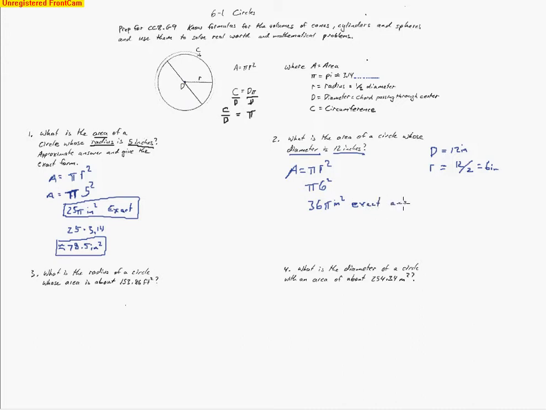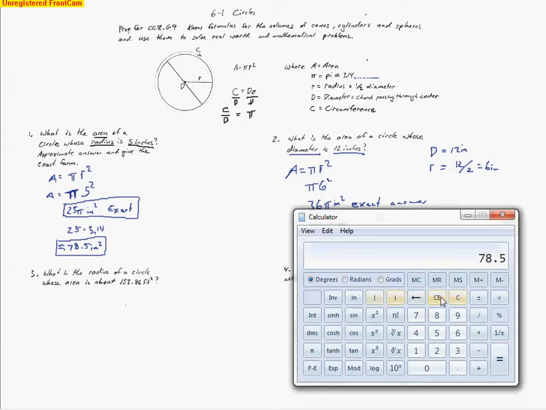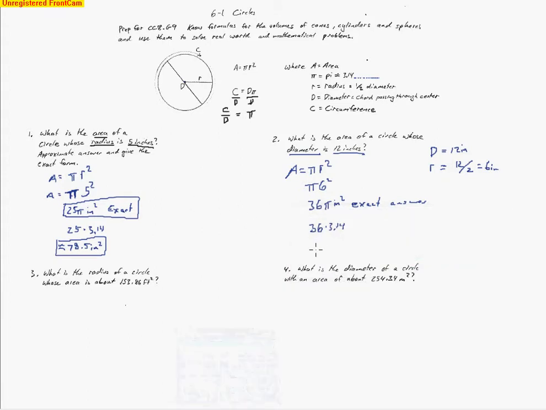And so let's take a look at the approximate answer. We're going to take 36 and multiply it by our good approximation of pi, 3.14. So we'll pull up the calculator, and clear the last one and do 3.14 times 36. And notice it's 113 4/100. So let's write that one down.